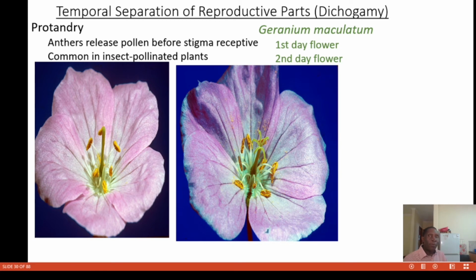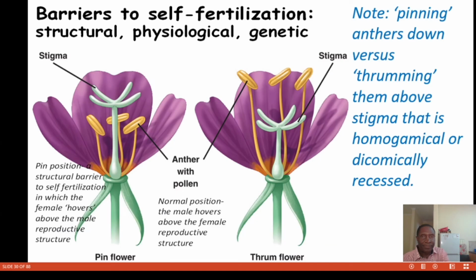Protandry, pro coming before. And this example can be found in geranium flower. First day flower, you get anthers released, and second day flower, you get the stigma ready.